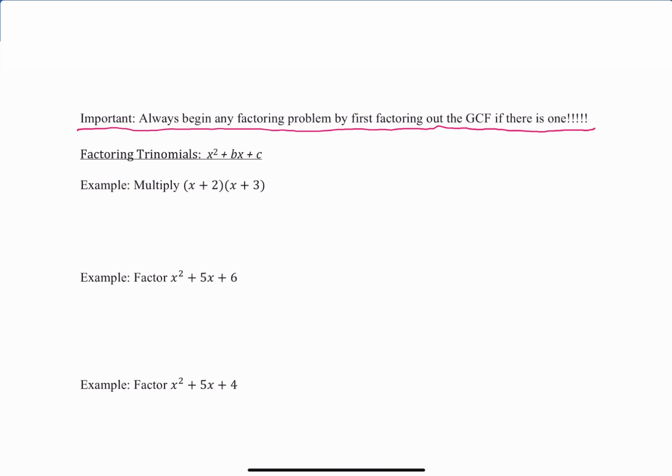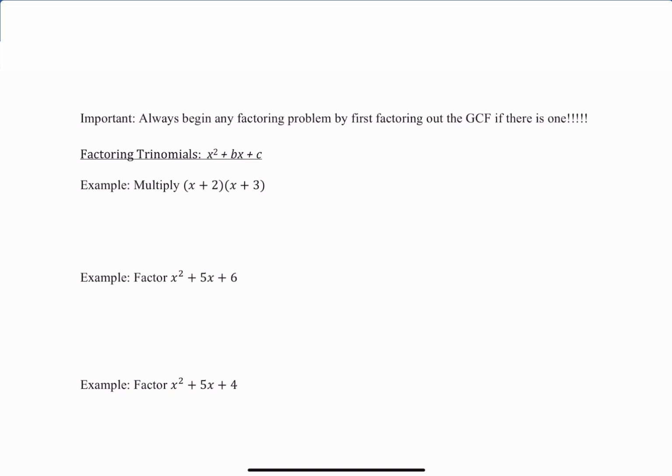You just can't proceed. What we'll talk about next is factoring trinomials of the form x squared plus a number times x plus a number. So B and C are numbers. And to lead into this, let's start out with a multiplication problem. Suppose we need to multiply x plus 2 times x plus 3.